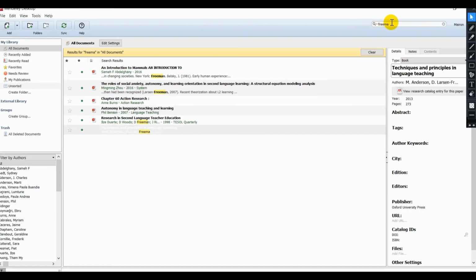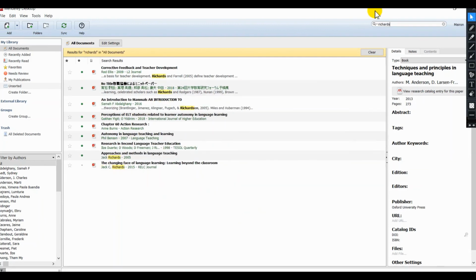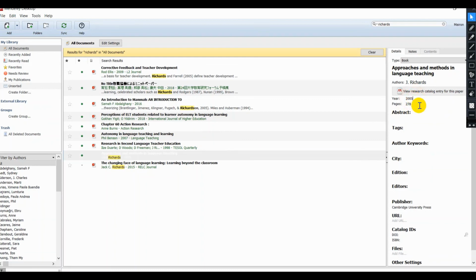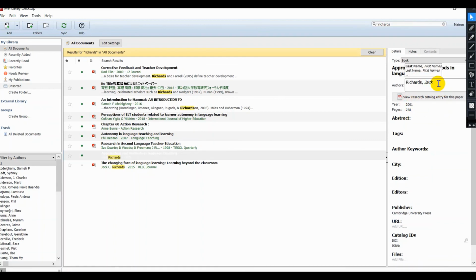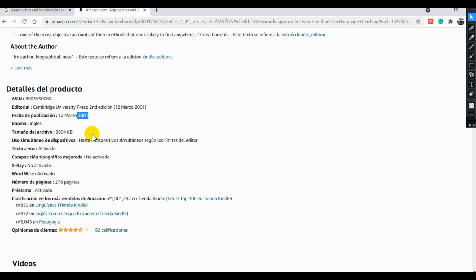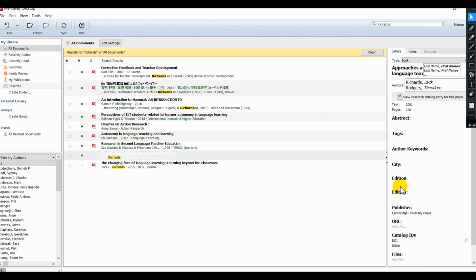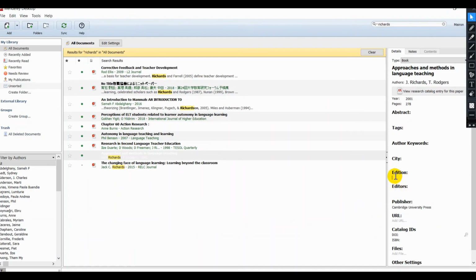So let's go to Mendeley. Let's look for that book, Richards, Approaches and Methods in Language Teaching. 2005 is 2001, and let's add the other author, Theodore Rogers, first name Theodore, last name Rogers. Finally, it is important to say that we are using a second edition, so we must register that in Mendeley, second edition.